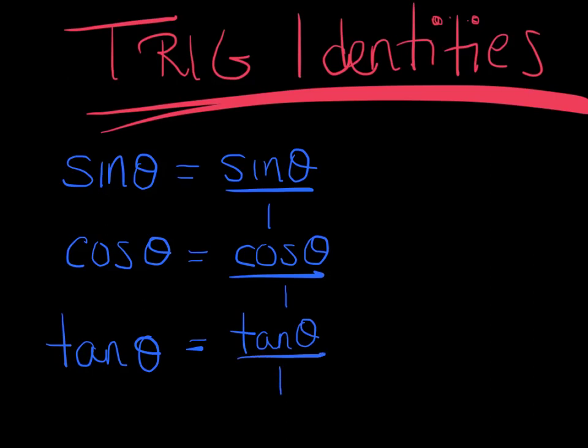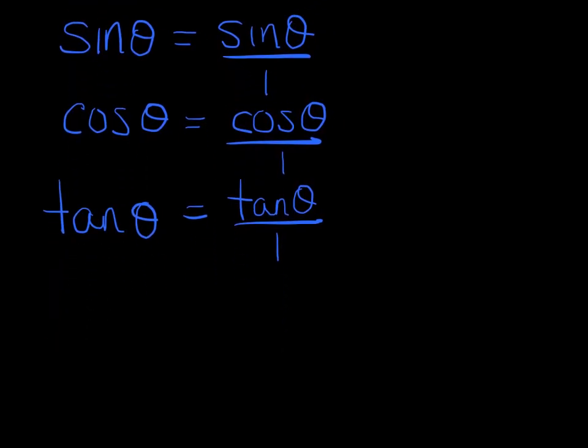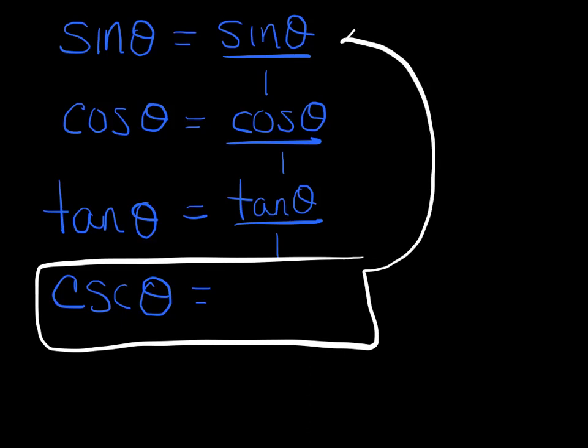Now, let's talk about some more. Cosecant theta: all I'm saying is this guy is the reciprocal of sine. And what does reciprocal mean? Well, it simply means to flip your fraction. So if I flip sine over 1, I get 1 over sine. Okay, so cosecant is 1 over sine.